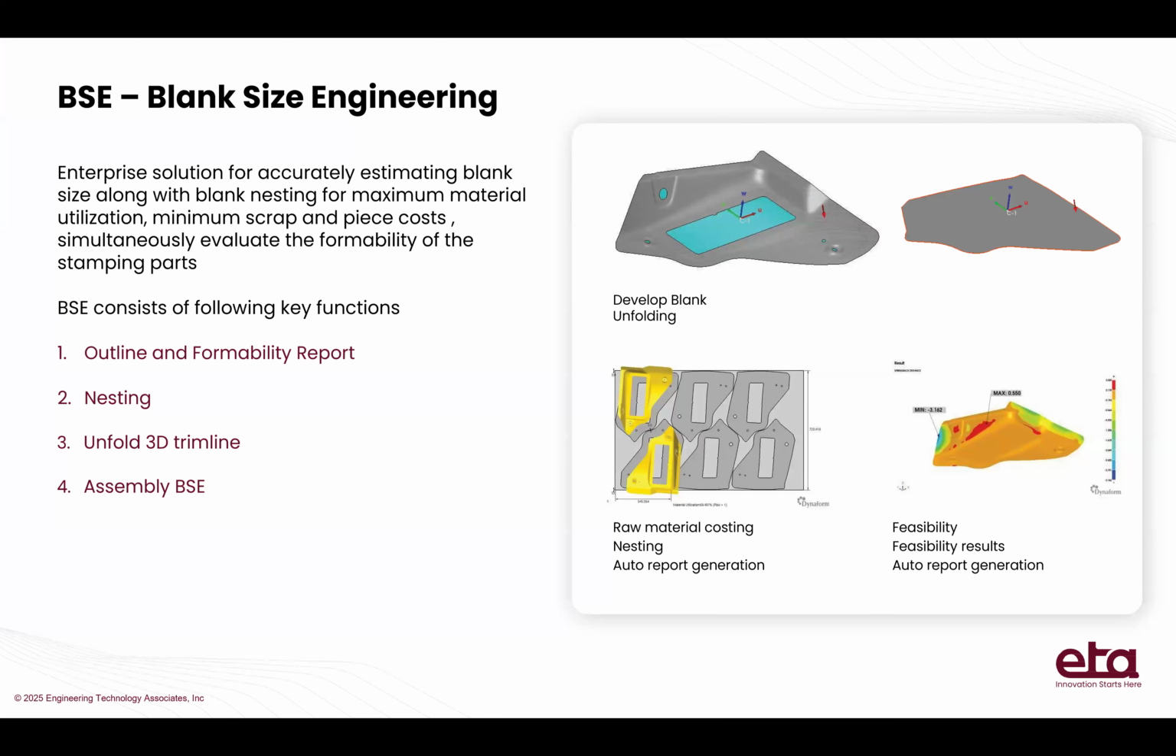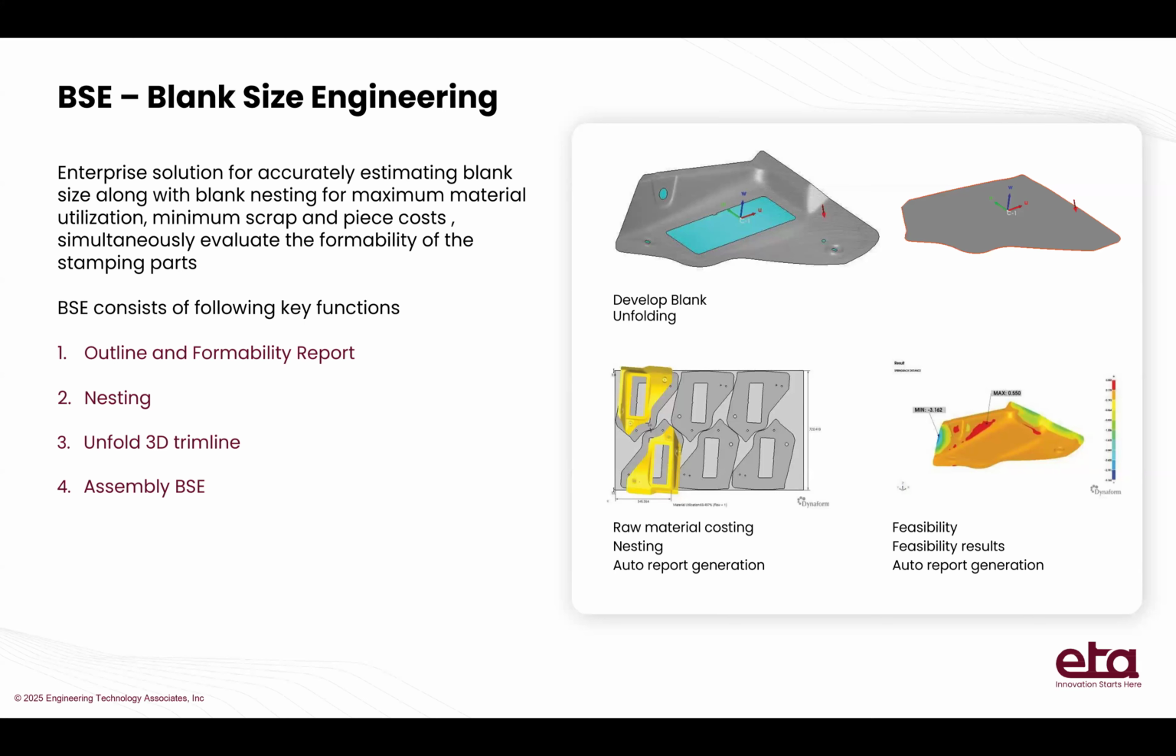Okay, then we will jump to each module. We will start with the Blank Size Engineering. So BSE provides accurate blank size estimation and nesting optimization to minimize scrap. It supports coil, plate, and multi-row nesting, handles tailor weld blank and patch blank, and offers parting holes nesting. Batch mode can process multiple assemblies and generate a cost report in PDF, Excel, or HTML.